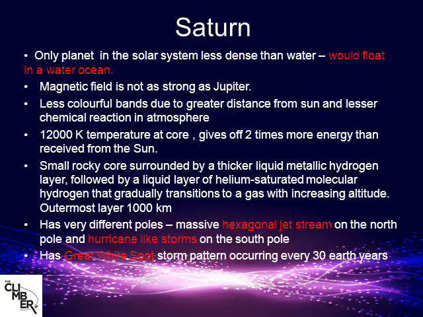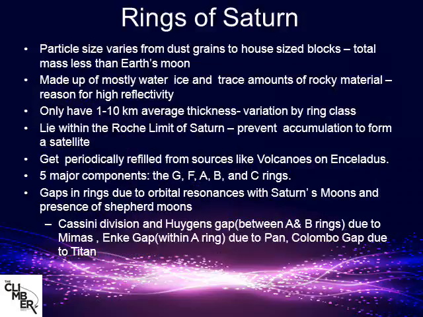A great white spot pattern can also be spotted about once in 30 Earth years near the time it reaches its equinoxes. Saturn's rings are made up of mostly ice and some rock. The ice content is the reason for their high reflectivity. These ice chunks vary in size from dust grains to large boulders.